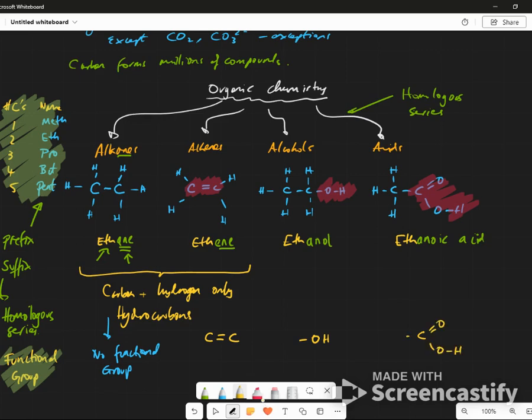Okay, so these are the functional groups. I think that's pretty well it for now. There you go: alkanes, alkenes, alcohols, ethanoic acids. We've done everything we need to do for now. So let's start with the first one.